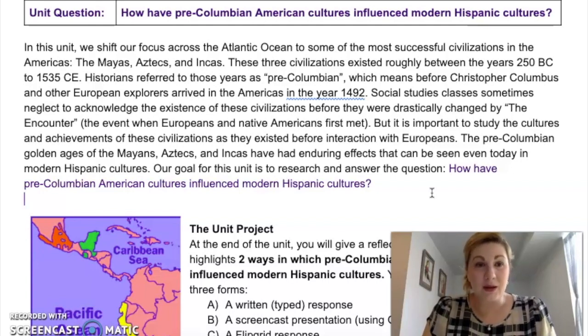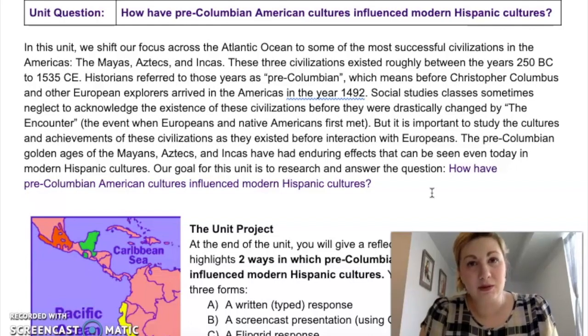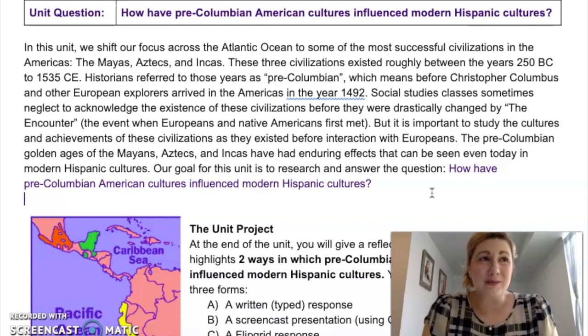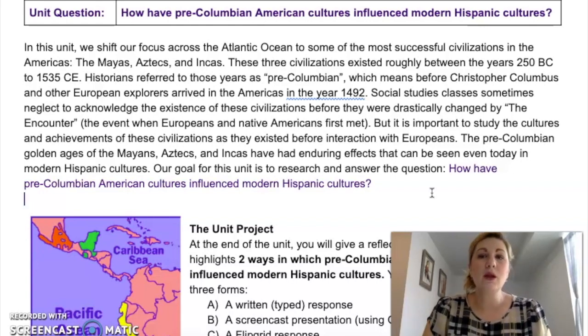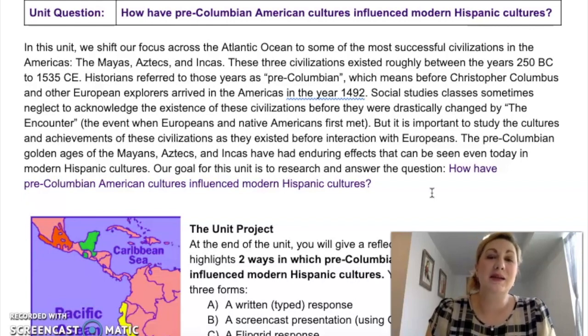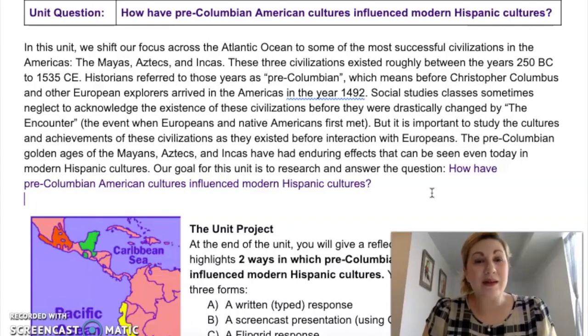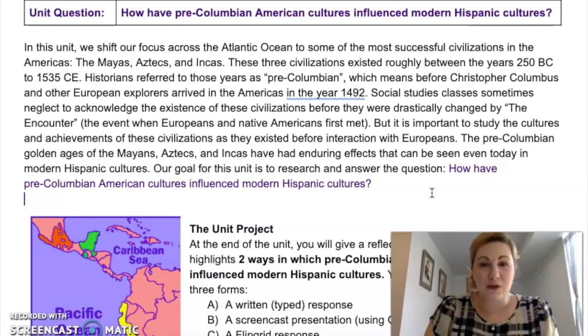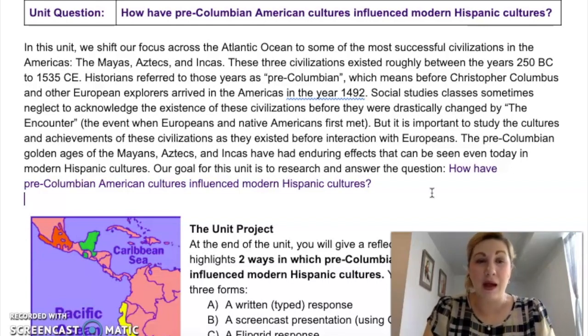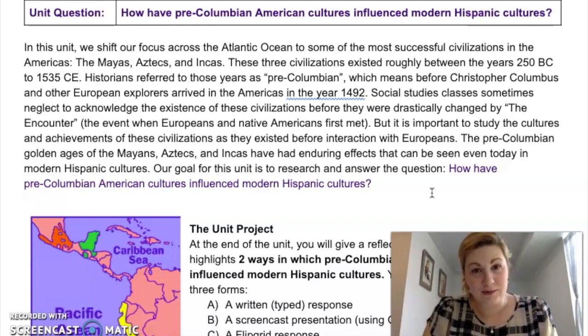But it is important to study the cultures and achievements of these civilizations as they existed before interaction with Europeans, because they were very advanced societies. If we didn't study them before Columbus and other explorers came to the Americas, you wouldn't know that. The pre-Columbian golden ages of the Mayans, Aztecs, and Incas have had enduring, or long-lasting, effects that can be seen even today in modern Hispanic cultures. So here's our goal. Our goal for this unit is to research and answer the question, how have pre-Columbian American cultures influenced modern Hispanic cultures?